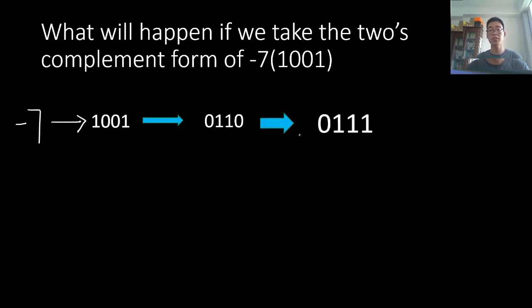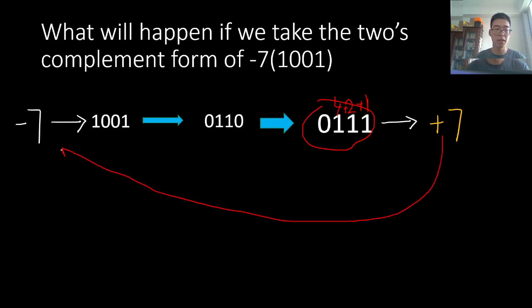Okay, we seem to get a positive number, but how large is it? Well, let's sort it out. This is 1, this is 2, and this is 4. So 4 plus 2 plus 1, we have +7. Wow, interesting. So we take the 2's complement of +7, and then we get -7. And then if we take the 2's complement of -7 again, we get +7.